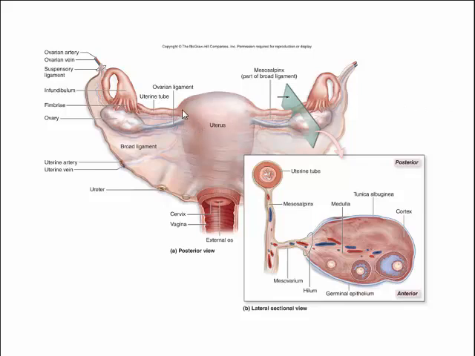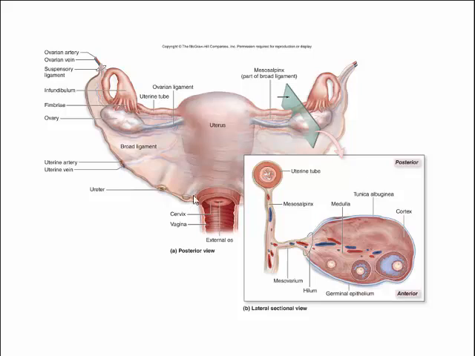The regions of the uterine tube are visible here. The uterine tube connects from the uterus to the ovary. At its end, closest to the ovary, it broadens into a region called the infundibulum, which ends in the fimbriae, the finger-like projections that help capture the egg.